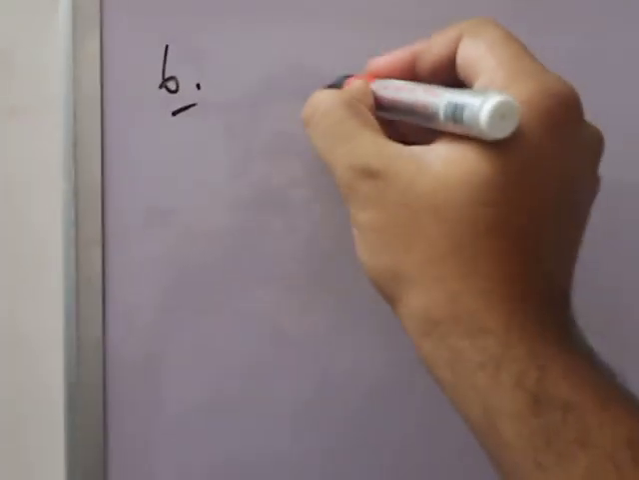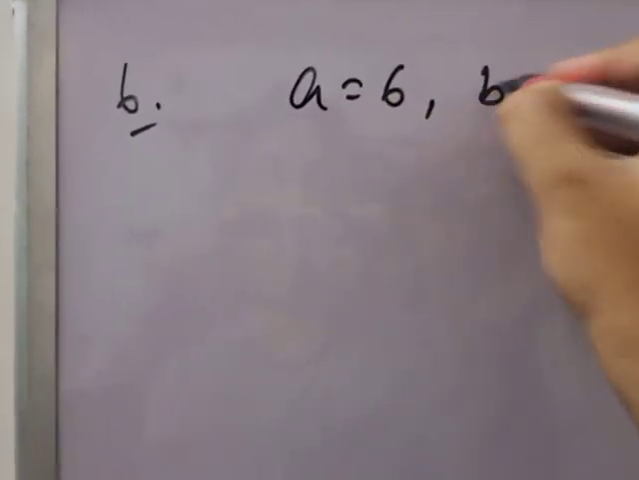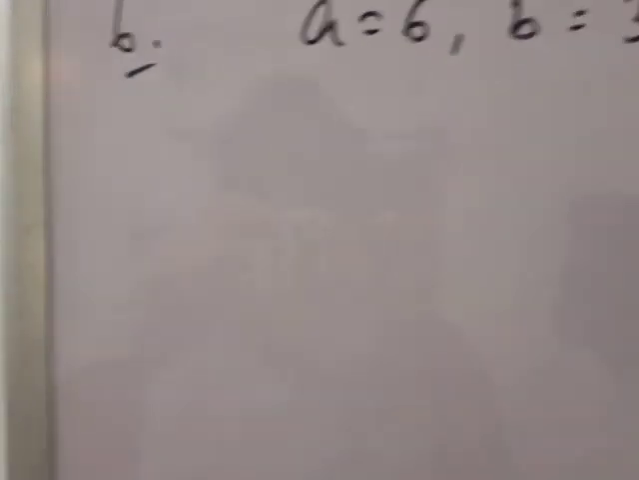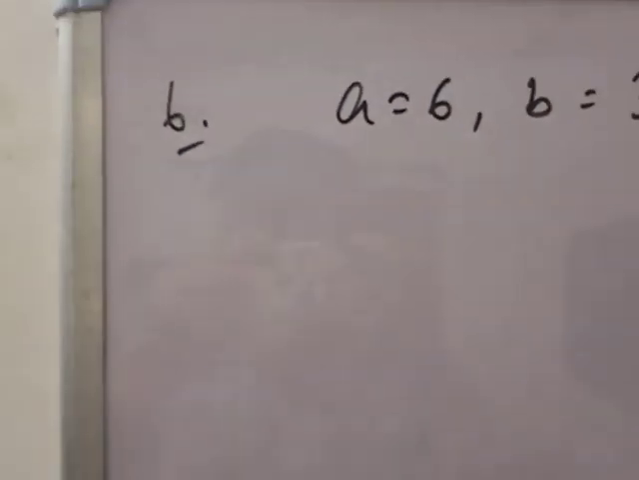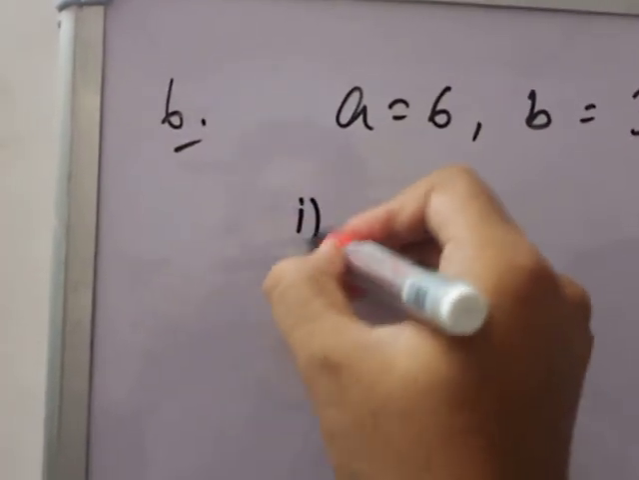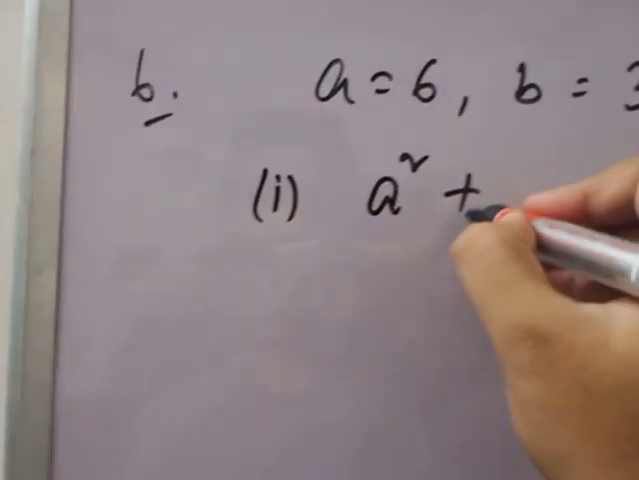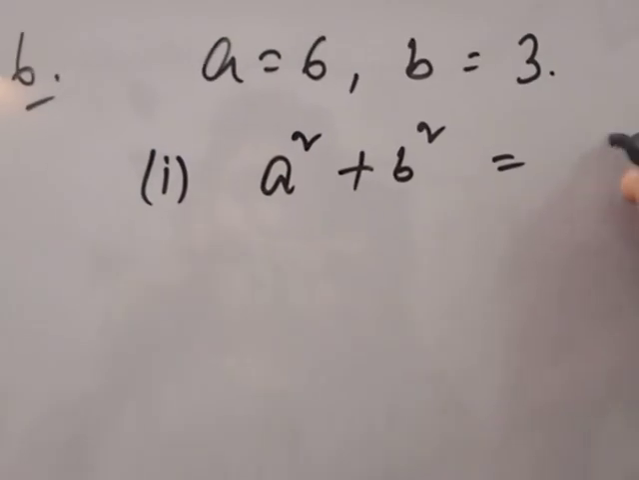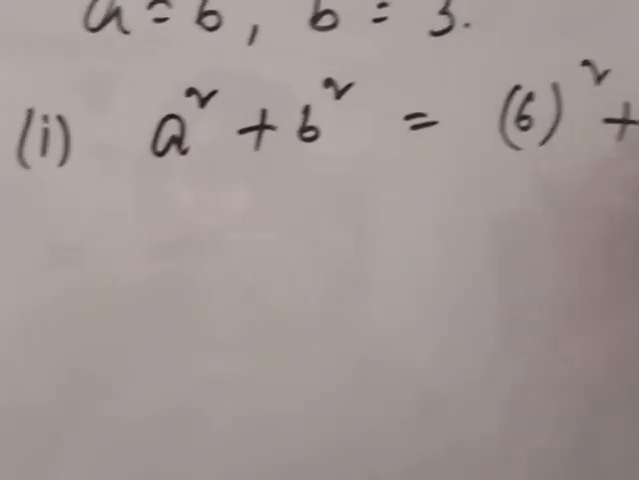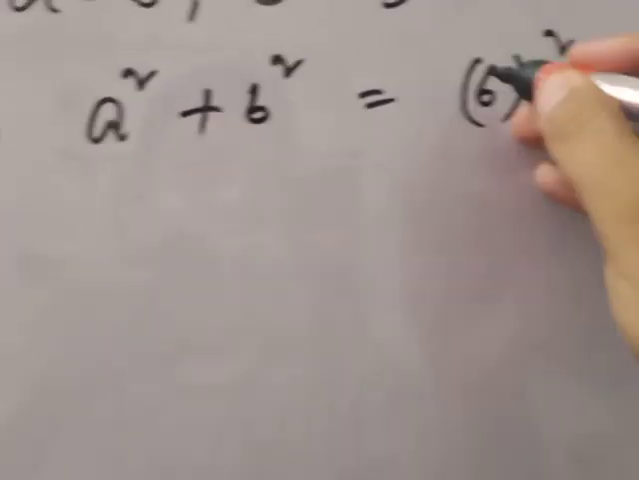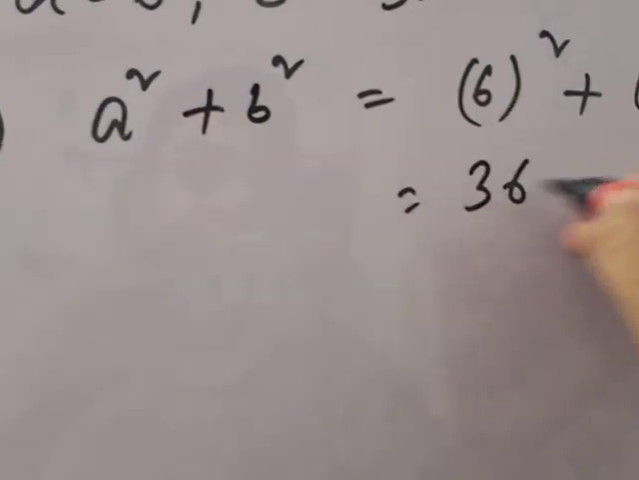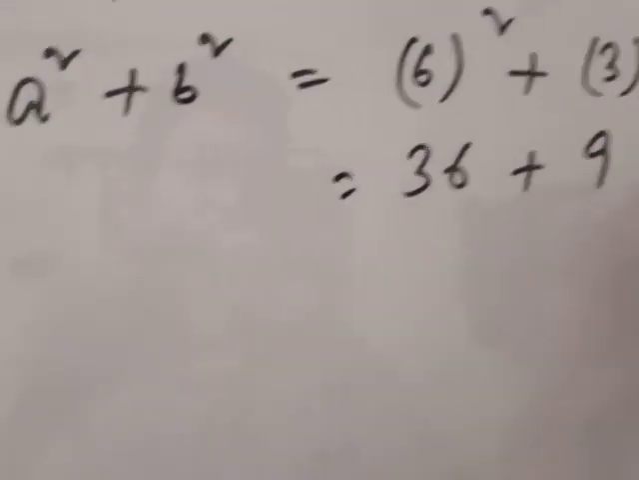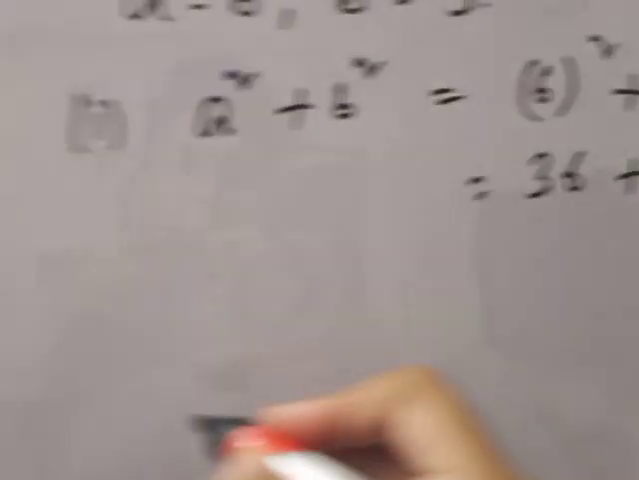Now in the next number, a equals 6 and b equals 3 are given. You have to find a square plus b square. Number 1, a square plus b square. So 6 square plus 3 square. 6 square means 36, 3 square means 9. So 45.